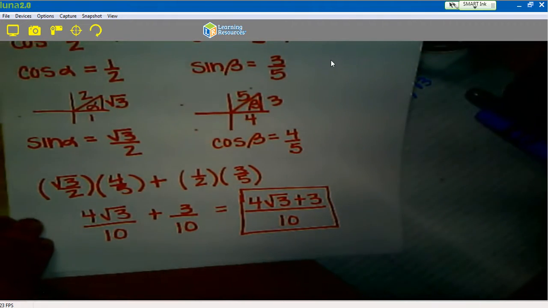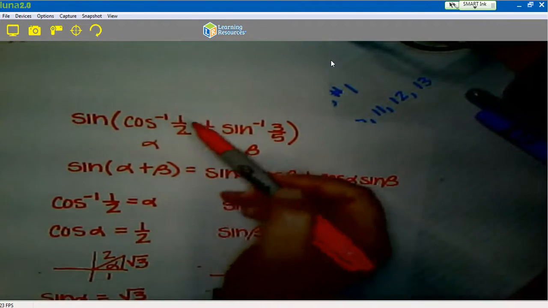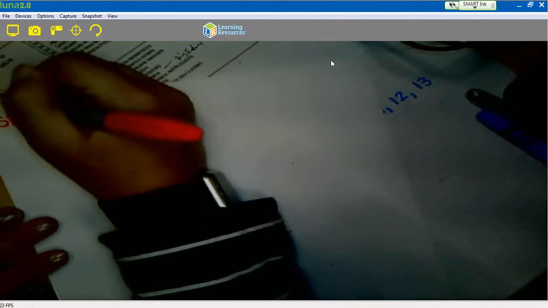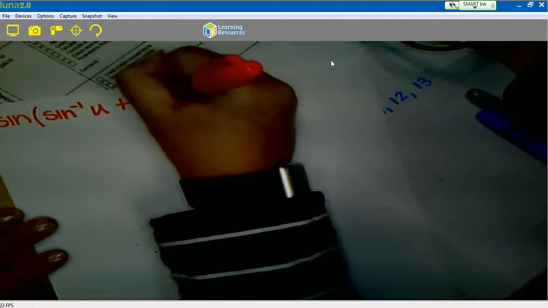So now we're going to take a look at the same thing, but not having actual ratios here. We're going to take a look at if we just had variables. So we're talking about the sine of the inverse sine of u plus the inverse cosine of v. And it says to write it as an algebraic expression containing just u and v. That is, without any trig functions.